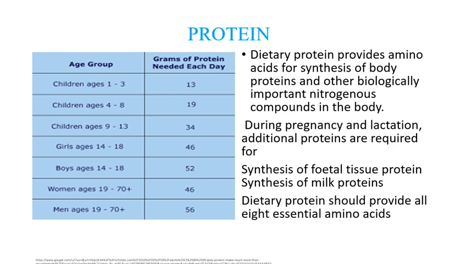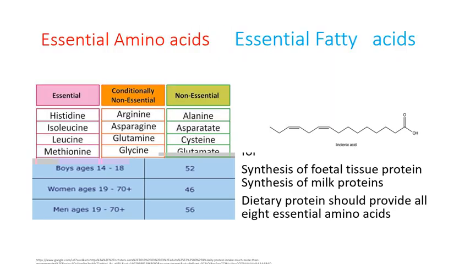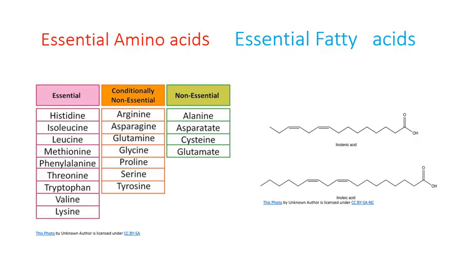Coming to protein, dietary protein provides all the amino acids for the synthesis of different types of proteins. The grams of protein needed each day are given in this table, depending on the different age groups. Children 9 to 13 years require 34 grams of protein per day.